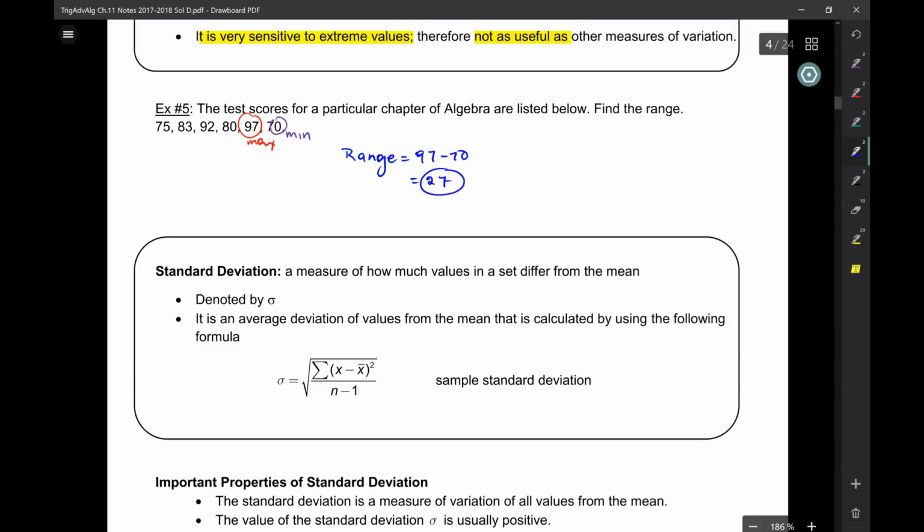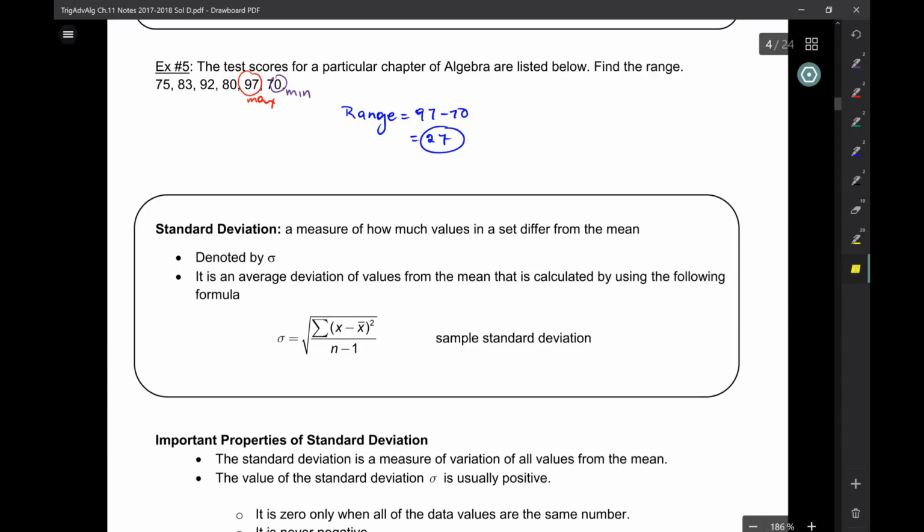Okay, now for the biggie. This is the one. This is the one we all like. Okay? Standard deviation. This is the one that we like. This is a measure of how much values differ from the mean.